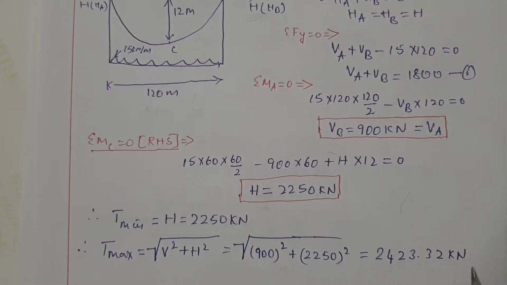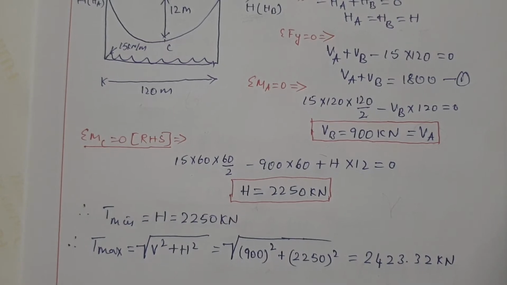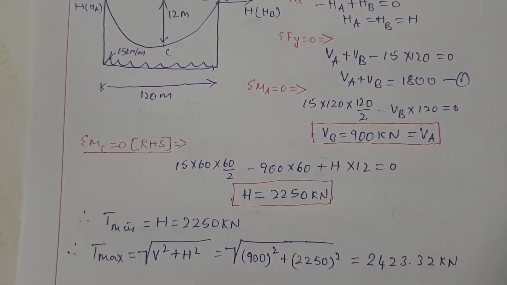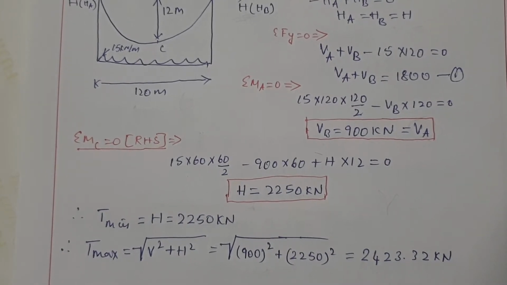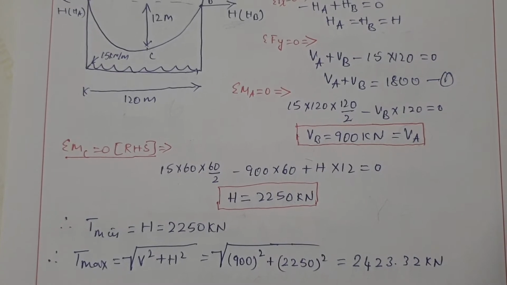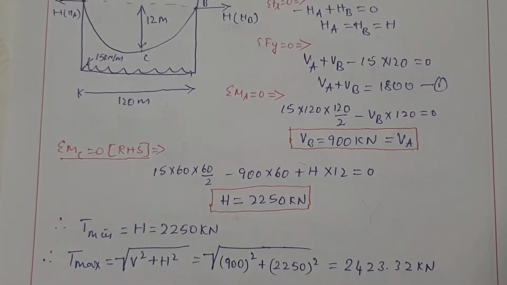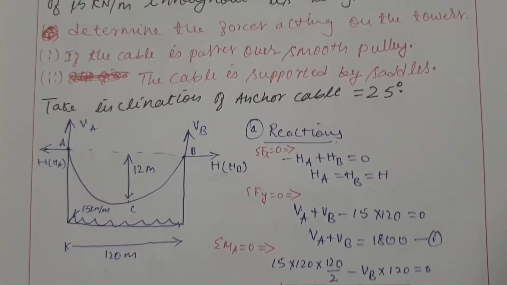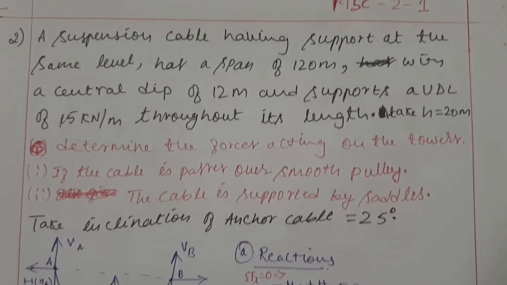That will be 2423.32 kilonewton. After finding the maximum and minimum tension, they have not asked you to find the length of the cable or the diameter of the cable, so I have not found that. Whatever is needed to solve the problem, that is, finding the forces in the tower, is what I am considering.